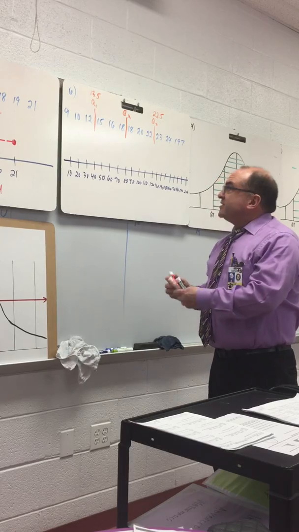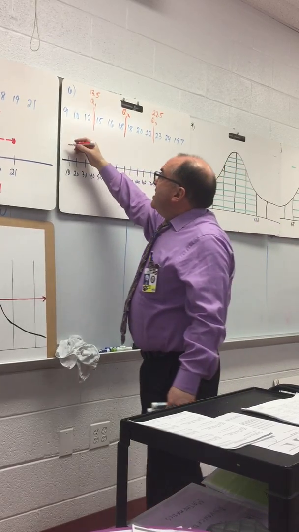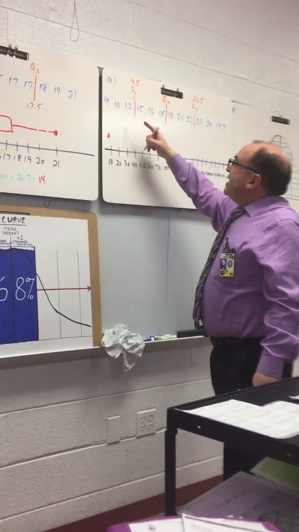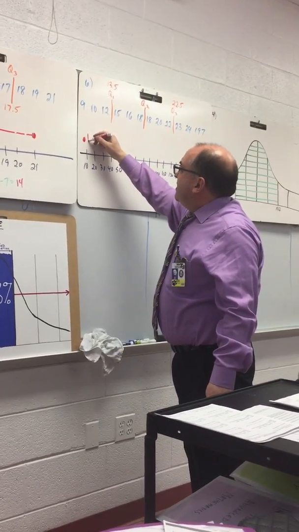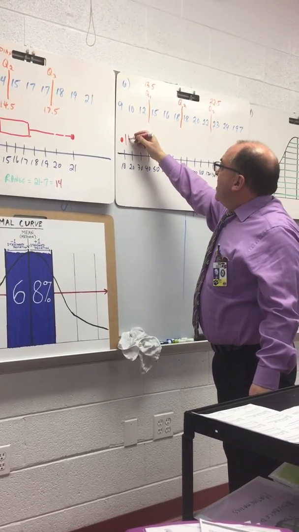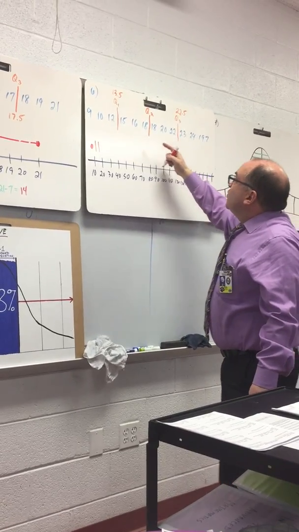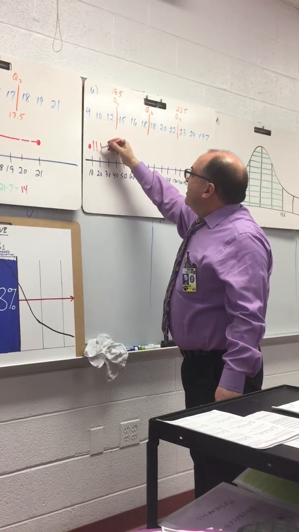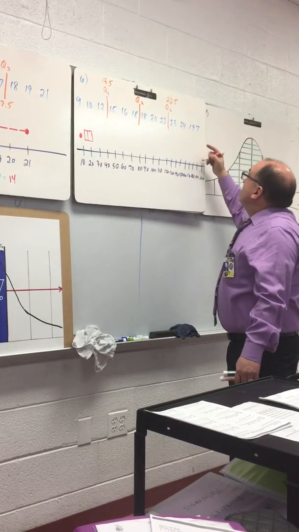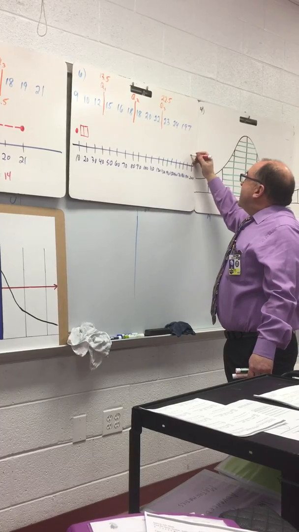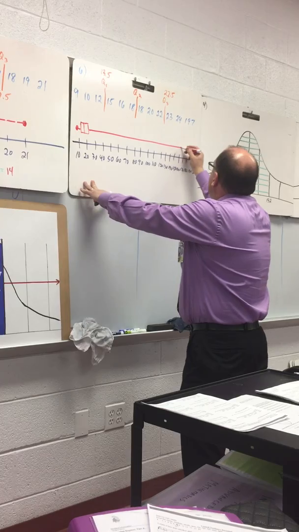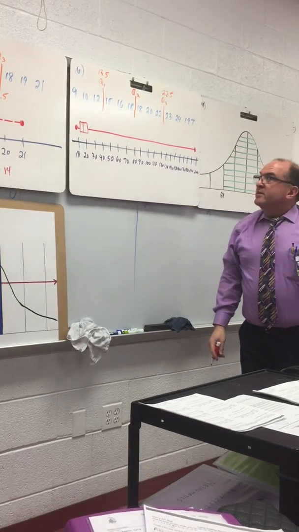We're going to draw a box and whisker plot. What's your minimum? 9. Put a dot on 9. Q1 is 13.5. It's somewhere about here, right? Q2 is 18. It's about there. Q3 is 22.5, about there. Close your box. Where's your 197? 197 is your max. Okay? Do your whiskers. That is your box and whisker plot.